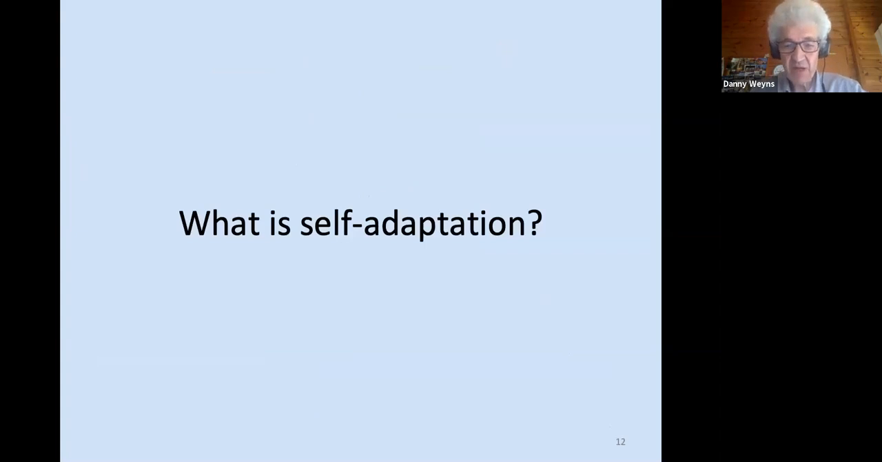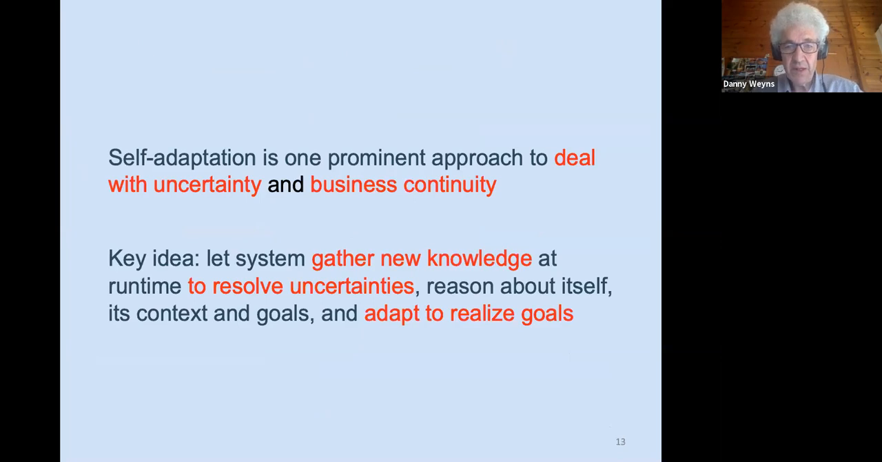So giving, I hope, a bit of a motivation why we need self-adaptation, let me now zoom into what self-adaptation is. Now, self-adaptation is not meant to be the holy grail for these problems. Self-adaptation is just one, although probably prominent, approach to deal with uncertainty and what I call here business continuity, meaning that systems need to deal with the uncertainty but cannot be taken down to change them.